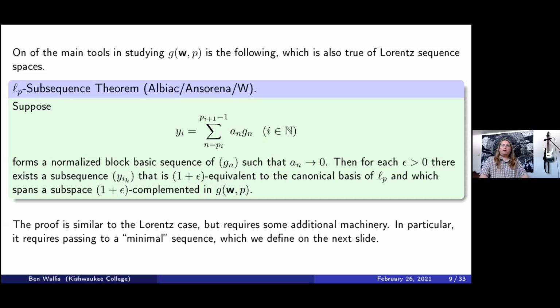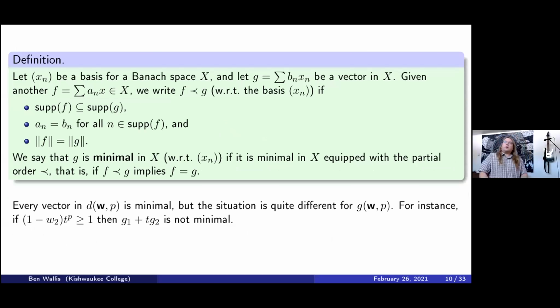So it requires passing to something called a minimal, a sequence of minimal vectors is what I really should have said in the slide. So what do I mean by that? What is a minimal vector? Well, here's the definition of a minimal vector. It's probably best to think backwards, to think of the definition of a non-minimal vector.